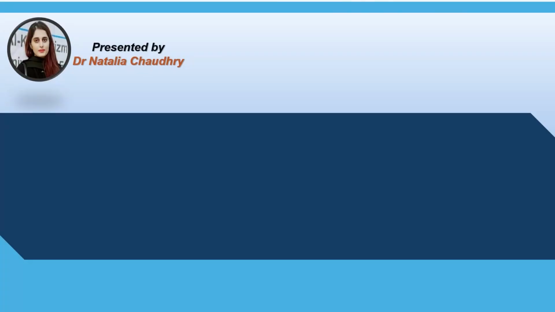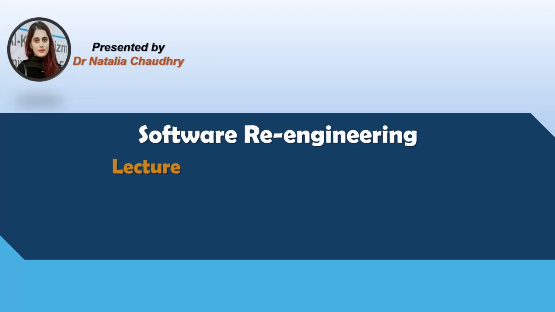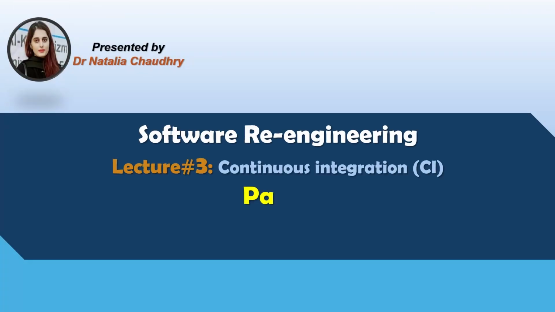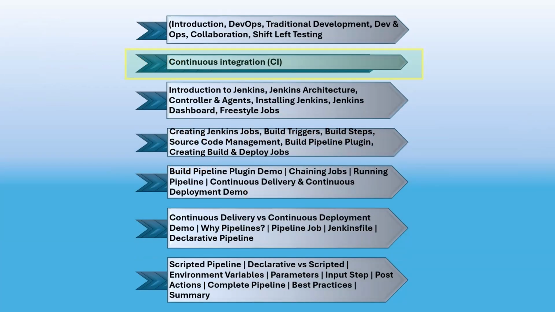Part 2 of the lecture 3 series is focused on continuous integration, the CI workflow, and continuous delivery versus continuous deployment. In the previous lecture, we understood the idea of DevOps and shift left testing. Let's move to one of the most important DevOps practices, that is continuous integration, commonly abbreviated as CI.